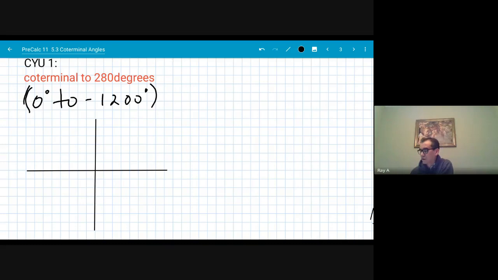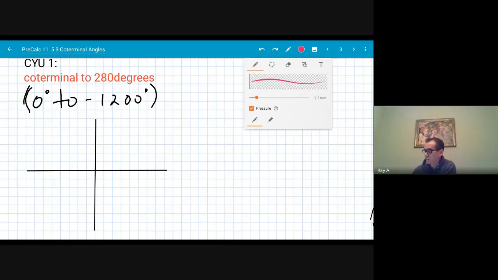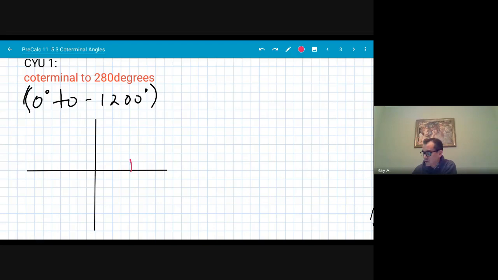Okay. So coterminal to 280. If we start here, 90 degrees, 180 degrees, 270 degrees. So maybe here. All right. That would be about 280 degrees. Okay, 280. That's our data.